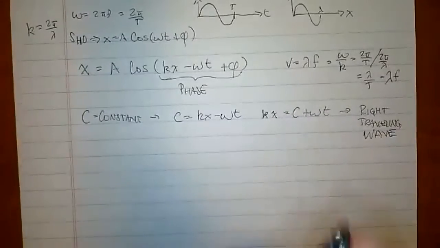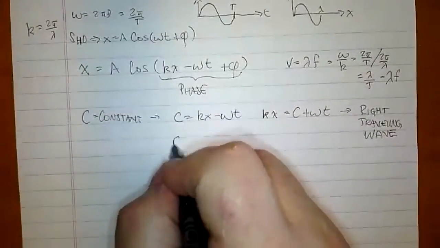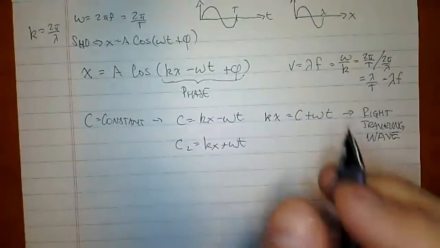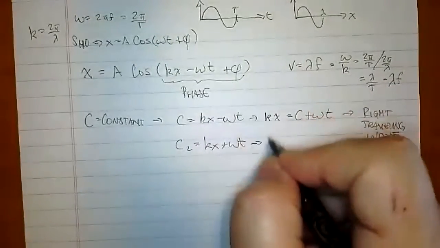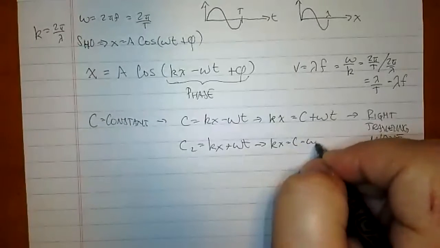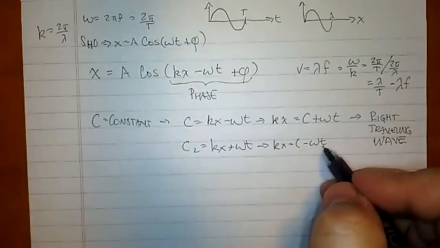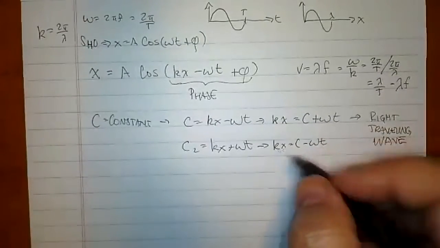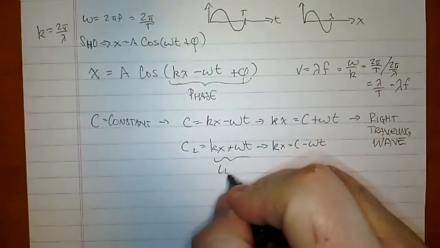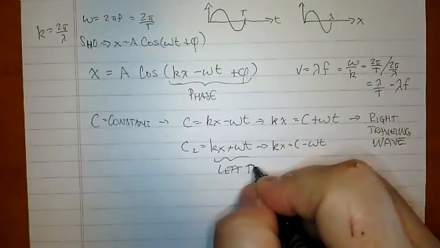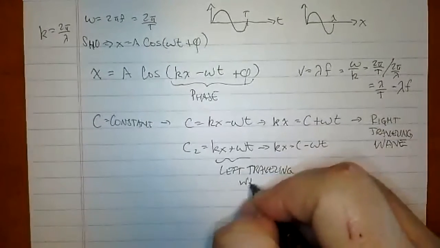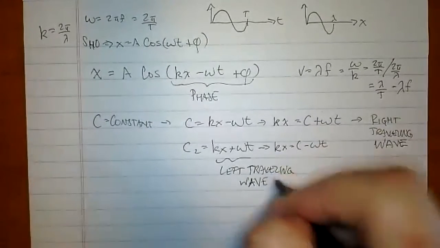Okay. Now, if you did the same thing for, let's say, C2 equals kx plus omega t, then you would get kx is equal to C minus omega t. And as t goes up, we see that x goes down. So this is a left traveling wave. So those are the big principles you need for this.